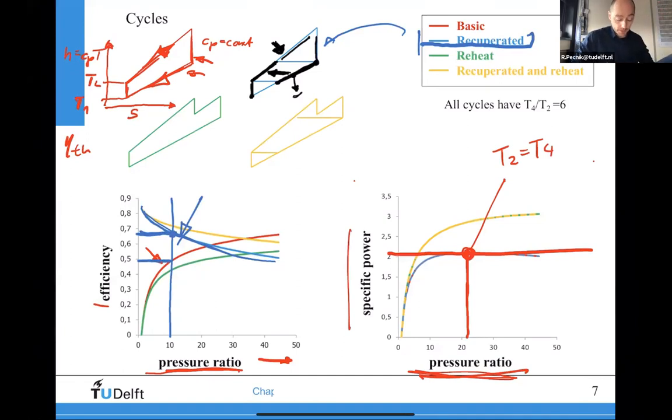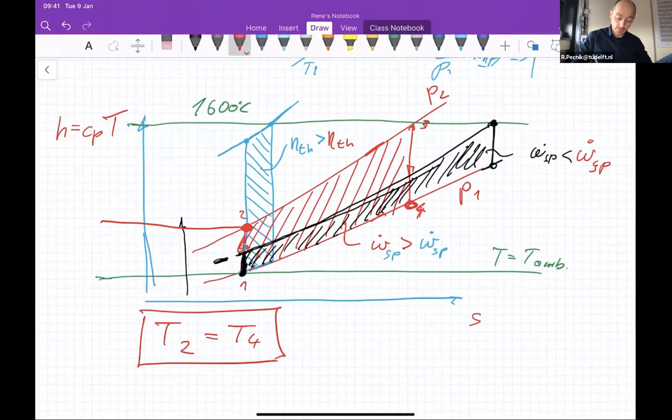And on the other hand, you can also see that recuperation will only work as long as the outlet temperature of the compressor is lower than the outlet temperature of the turbine. If this outlet temperature of the compressor keeps on getting higher and higher, you will not be able to recuperate anymore, because then the outlet temperature of the compressor is already higher than the outlet temperature of the turbine. When these two lines, the red line and the blue line, intersect, this is also telling you that T2 equals T4. You can see I have here approximately 22, and I also have here 22 for maximum power. You can see it again also here. Of course, for this blue cycle, I will not be able to use a recuperator because the temperature at the compressor outlet is already much higher than the temperature at the turbine outlet.